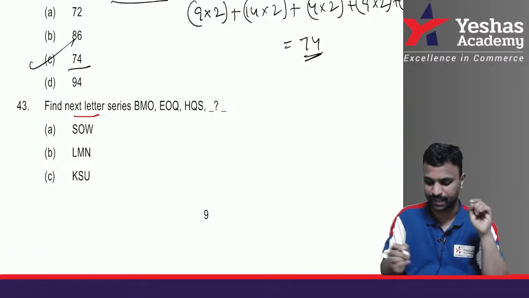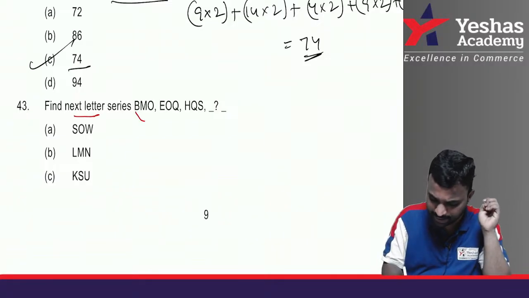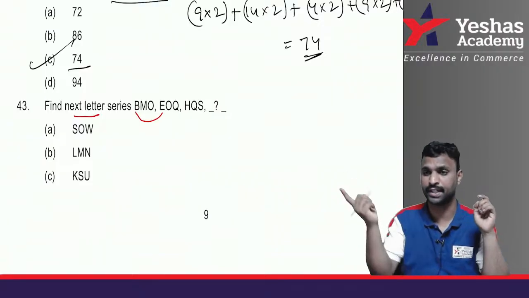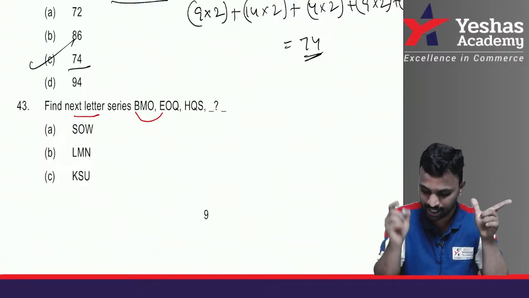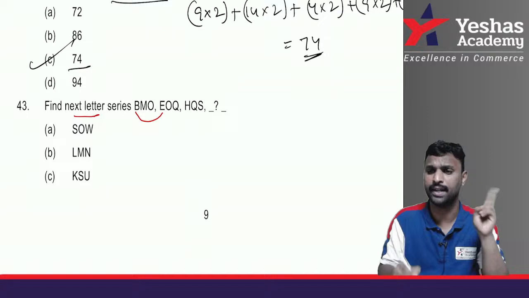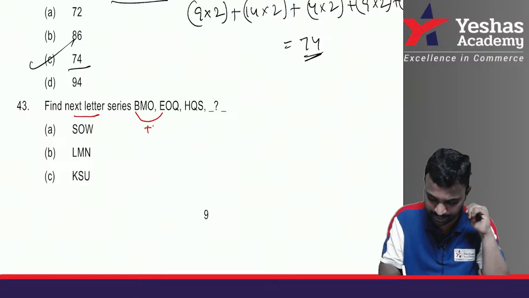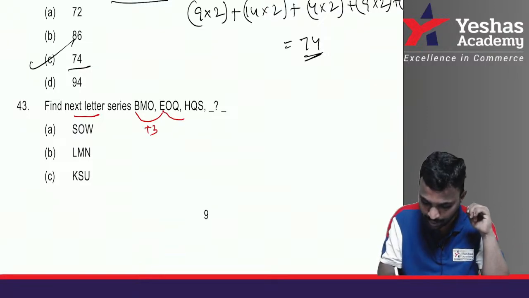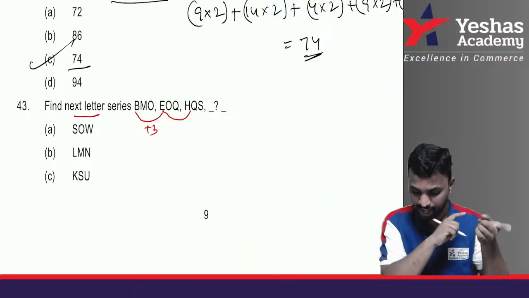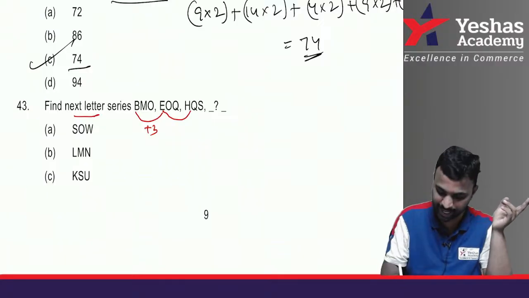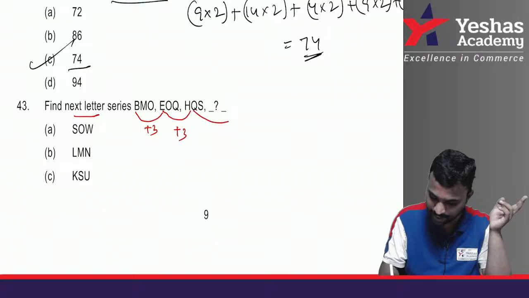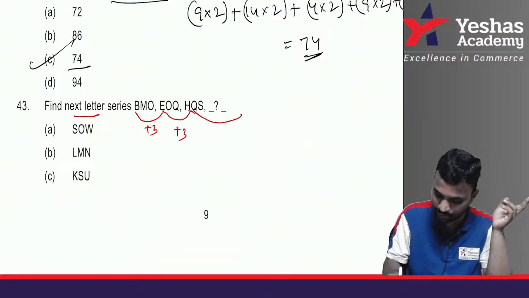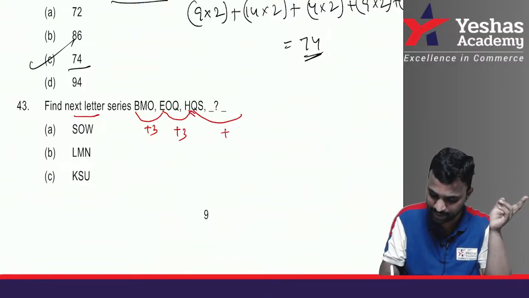What comes next in this series? Guys, you can see the first letter is B. The first letter of the next term is E. So B to E. B is the second letter, E is the fifth letter. So it's a plus 3 actually. And E to H. E is the fifth letter and H is the eighth letter, again plus 3. So for the next one also, if you want to get the first letter, plus 3 we have to do.